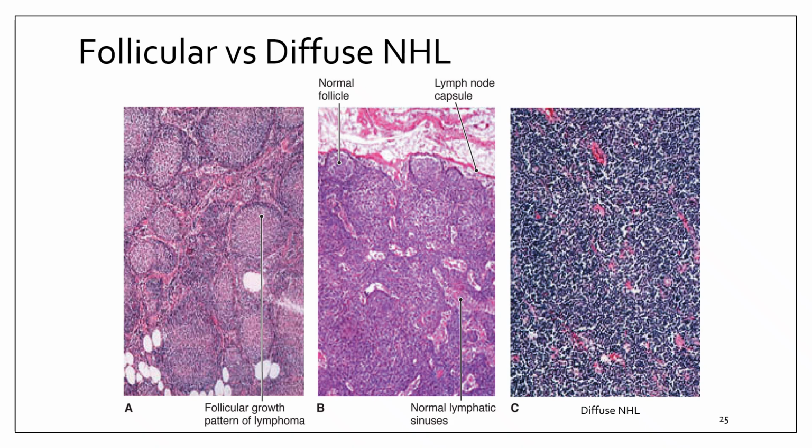Some worthless but useful knowledge. Diffuse large B-cell lymphoma is the most common type of non-Hodgkin's lymphoma worldwide. It accounts for approximately 30 to 40% of cases and can arise de novo or from transformed follicular lymphoma. So follicular NHL is basically the calm before the storm in some patients.